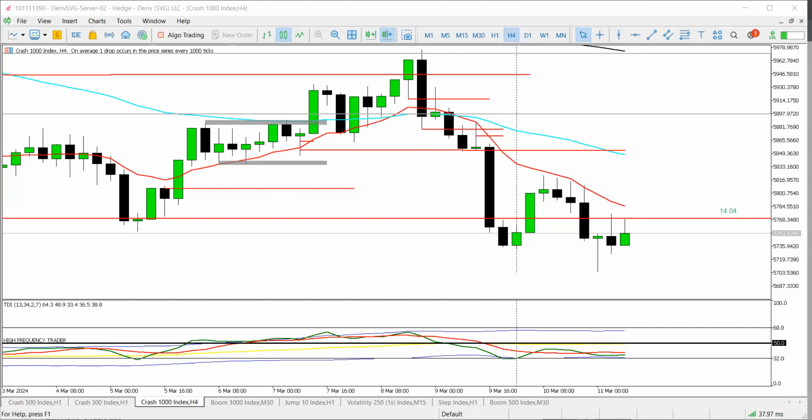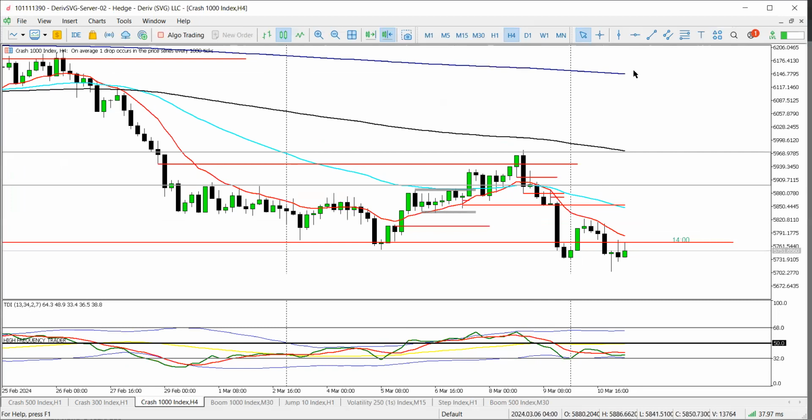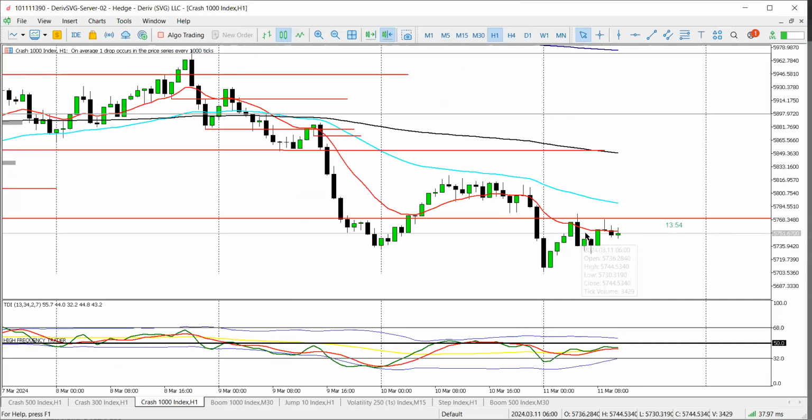So for C1000 today, I do not have anything solid. As you can see from the price action I'm looking at, I don't have anything solid. So I don't think I'll participate in this market. The levels which I would pay attention to though would be this low.